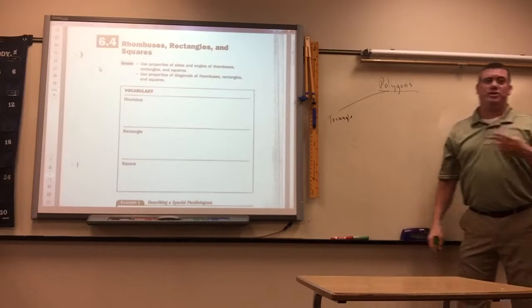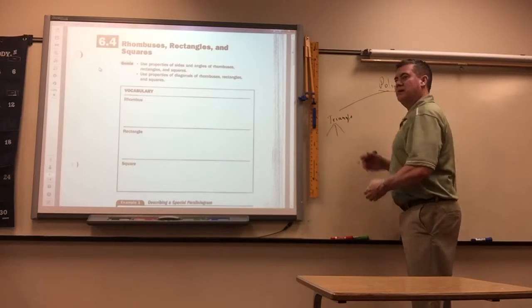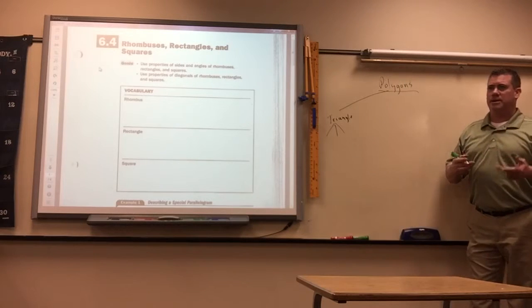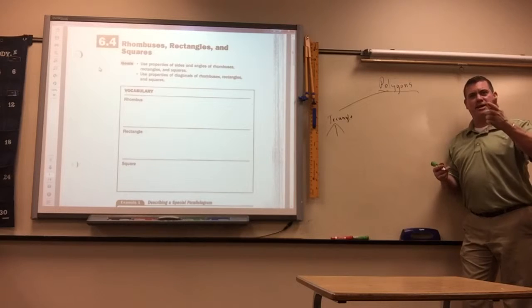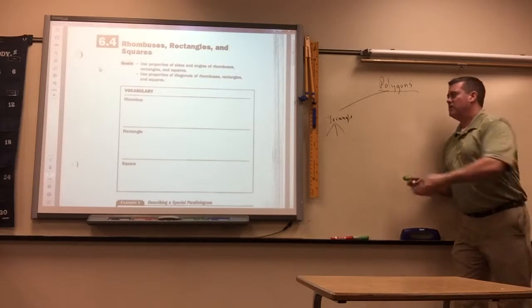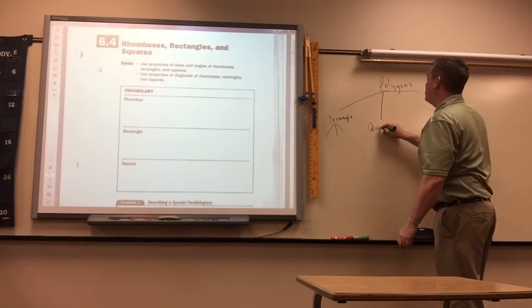Triangles just means it has three sides. Triangles are split into different types of triangles: acute, obtuse, right, scalene, isosceles, and equilateral. So we've already done all the triangles, so now what we're doing is quadrilaterals.